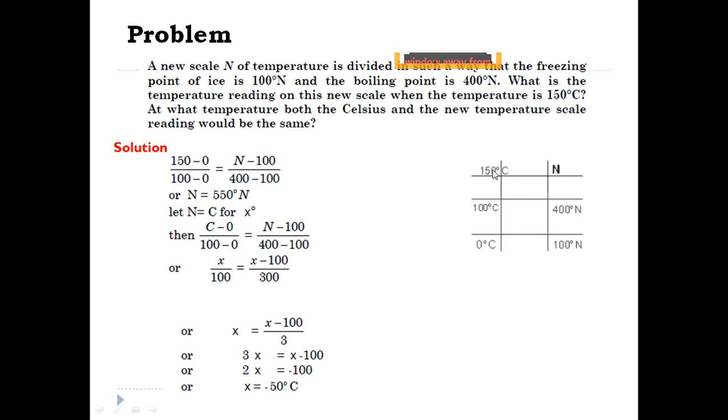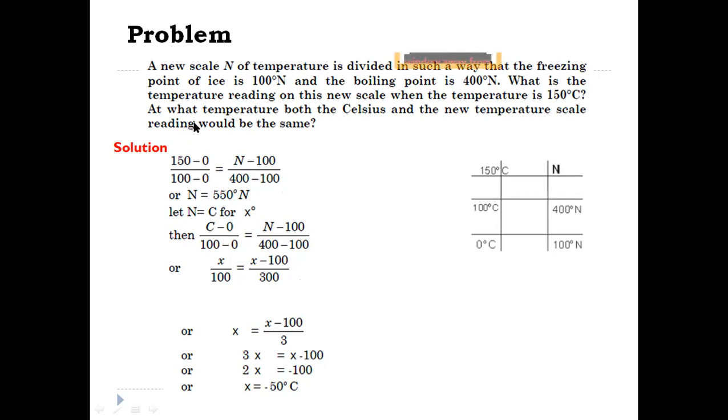So if you write the relation, 150 minus 0 divided by the number of divisions, 100 minus 0, is equal to N minus 100 divided by the number of divisions here, 400 minus 100. If you equate these two, this is 150 by 100, which is equal to N minus 100 by 300. If you cross multiply this, you will get N as 550. That means corresponding to 150 degrees centigrade, the temperature on the new scale is recorded as 550 degrees N. So up to this we have completed.